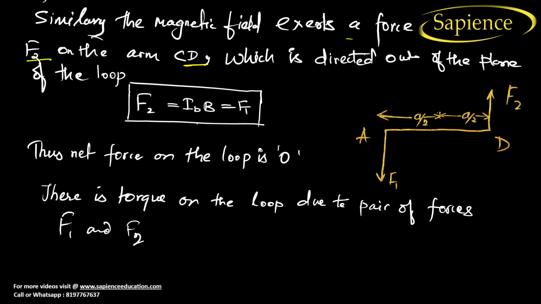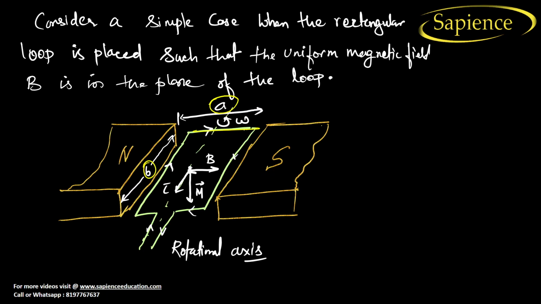So let us suppose F2 is equal to I into b into B. Same, so this is equal to F1. See here, in this direction also there is force, and this length is also b only. So the force is acting upward. Force is equal to magnetic field into length into current I.